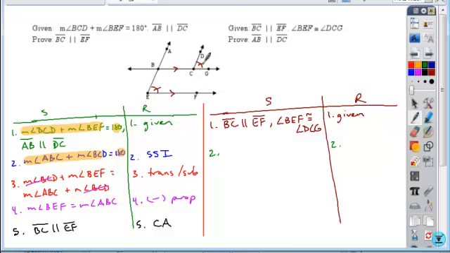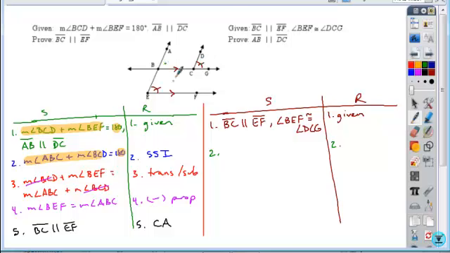Could I use CA? So could I show that this angle and this angle are equal? Well, if I know that these lines are parallel, these two are corresponding angles also, then these two would be corresponding angles. So I can use that route. So there's no need to check it. If you find one that works, you can go ahead and work through it.